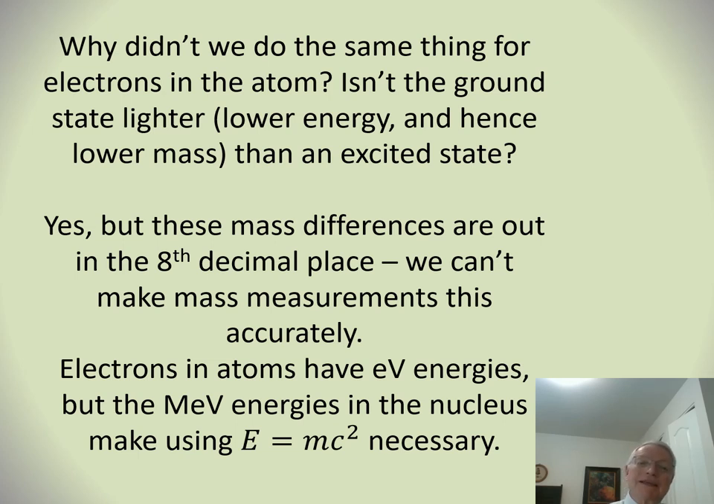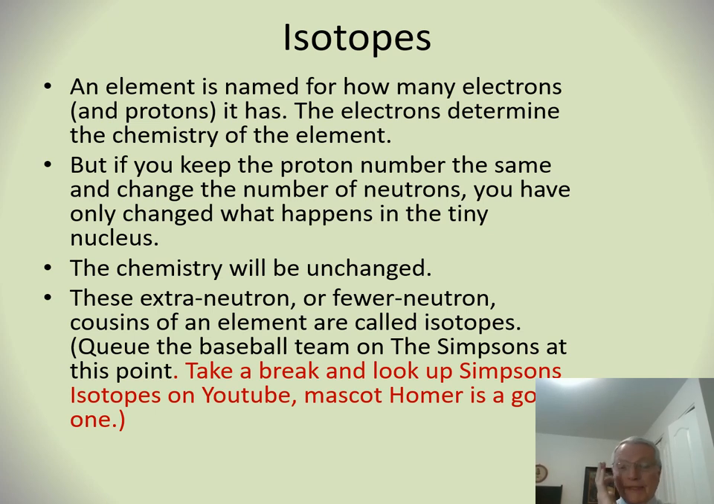But the problem is that with the low energies in the atom compared to the nucleus, the mass differences are out in the eighth decimal place. I think that's not even true. I think it's more like the 12th decimal place or something. And we can't make mass measurements that accurately. So we don't do it this way for atoms, only for nuclei.